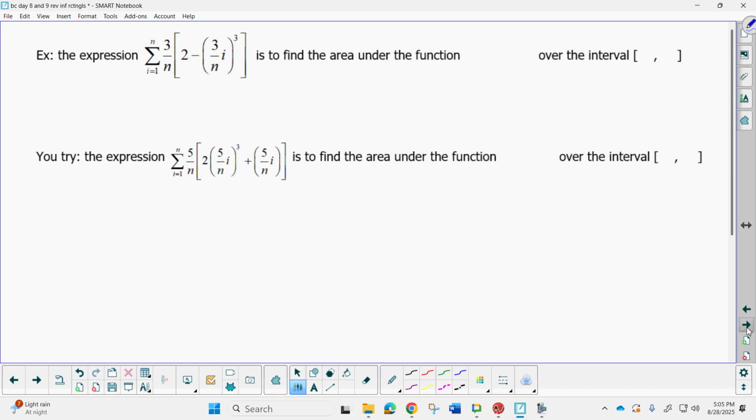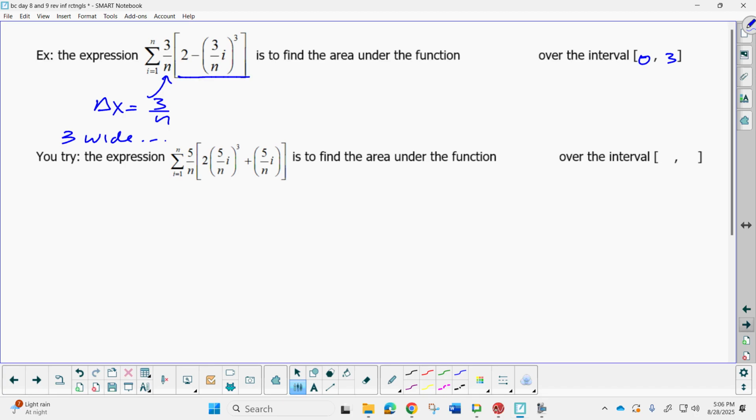Remember, this here tells you the region width. Delta x is 3 over n. That means the region must be 3 units wide. So let's go with the assumption that the interval is 0 to 3. Okay, now go into the inside and that'll tell you what the function is.